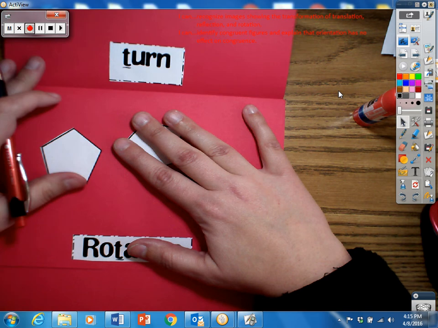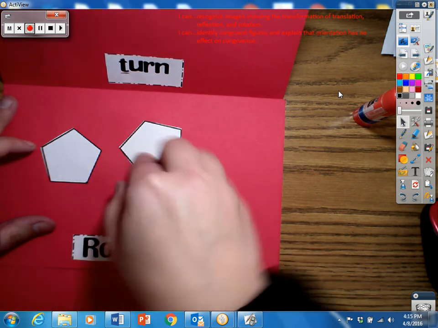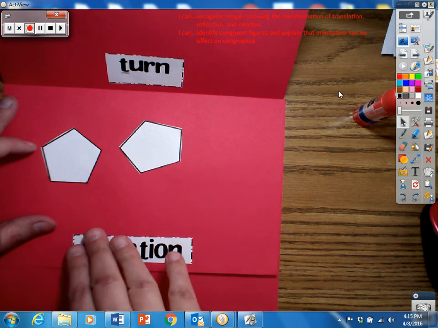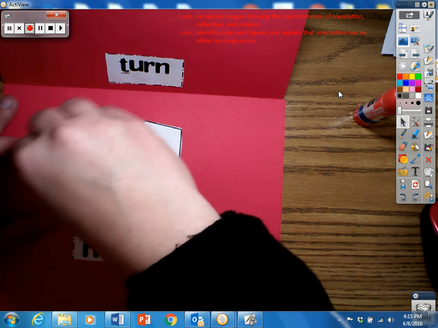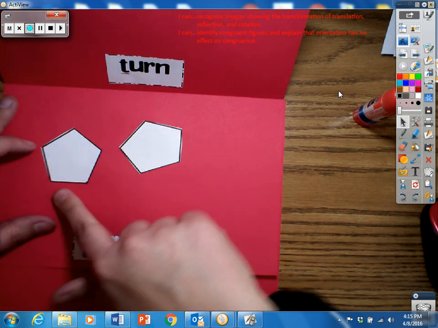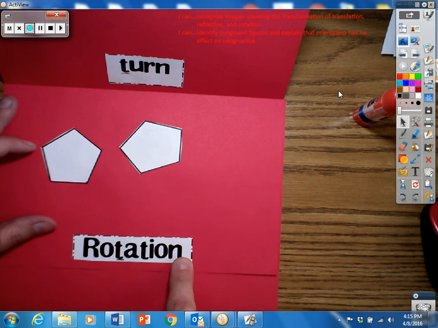What I did is I took my other pentagon and I turned it. Did it change size or shape? No. It just changed orientation on the plane, meaning I took my figure and I turned it over here. So here, and it turned a little bit to the side, and that is a rotation. Rotation means to turn a figure.